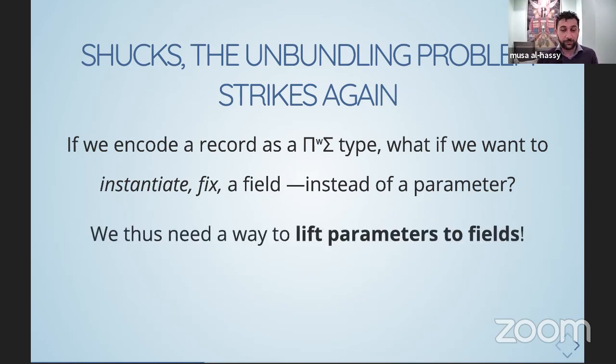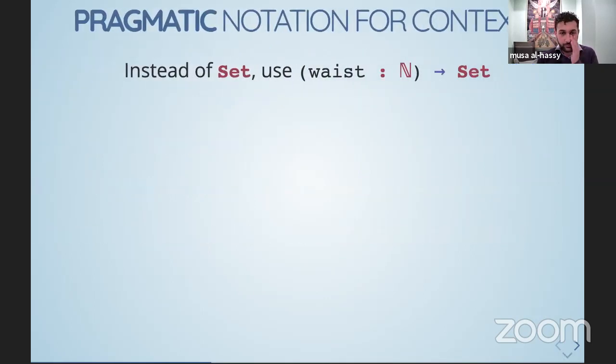So we need a way to lift parameters to fields, and this is an operator we're calling reification, or pi to lambda. All right. So instead of working with records that are specifically parameters to set, we said, let's work with fully bundled records. So there's no more parameters, it's just set. But then we said, wait a minute, if it's just set, I need to lift some parts up. And how many I need to lift should be on the fly. And so we'll call that the waist.